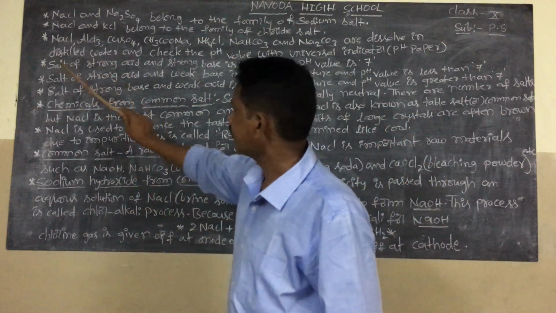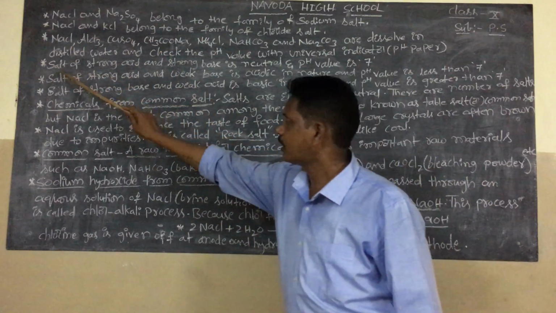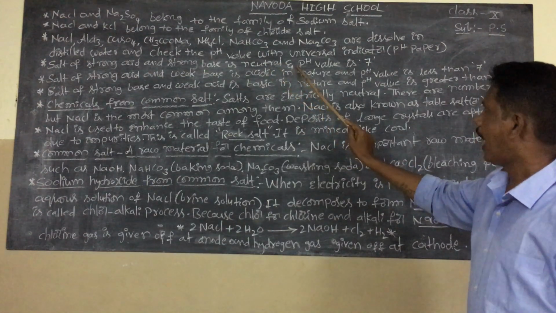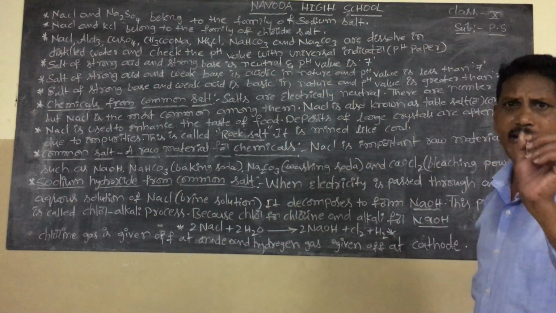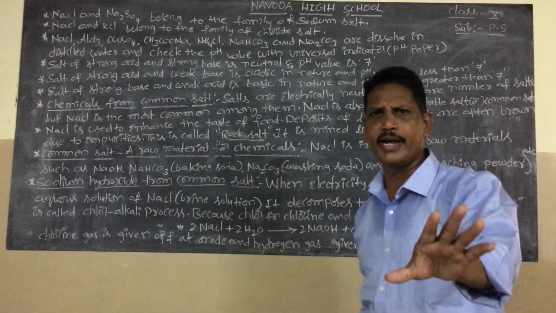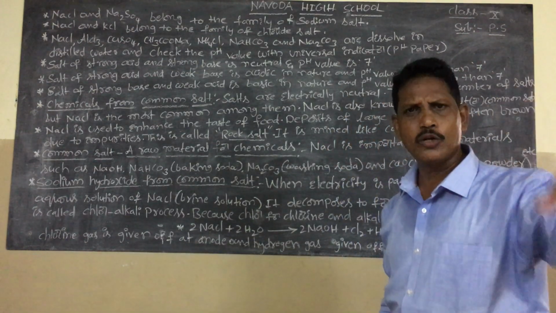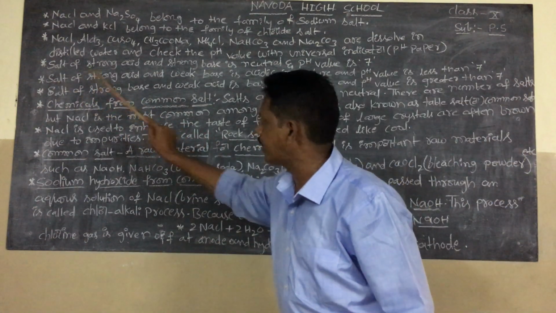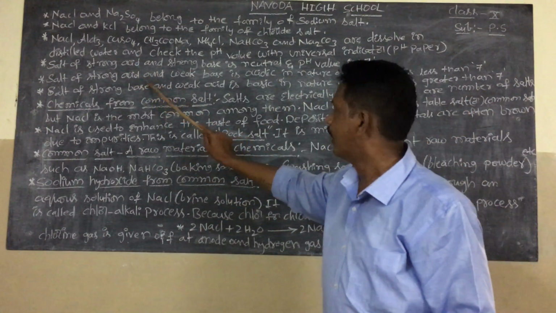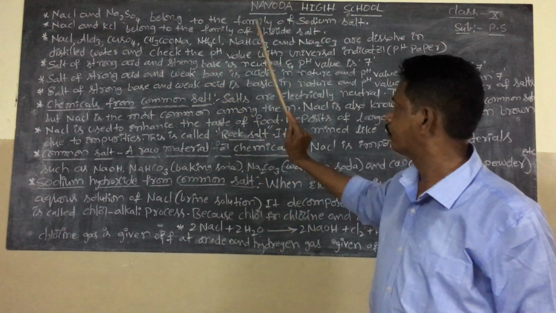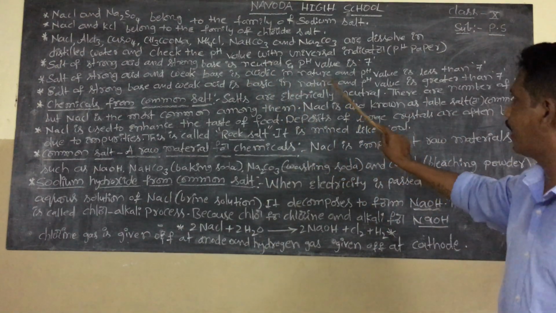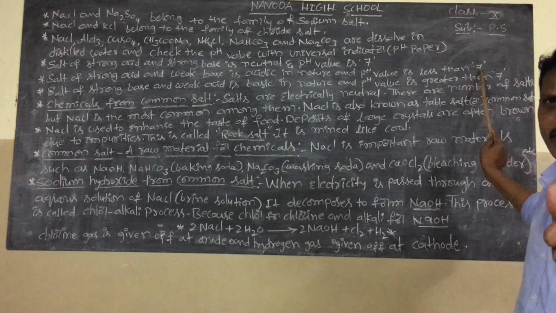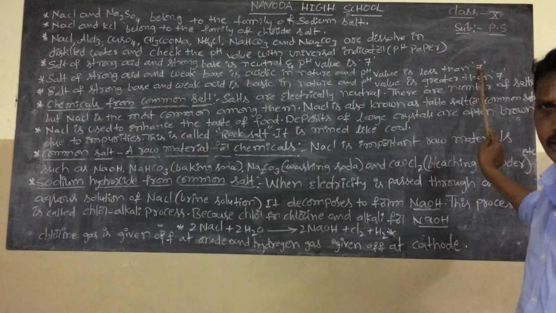Okay. Next one, salts. The salt of a strong acid and a strong base is electrically neutral, and the pH value is exactly 7. A strong acid reacting with a strong base forms a neutral salt. The pH value of this neutral salt is 7. Now, the salt of a strong acid and a weak base is acidic in nature. The pH value is less than 7.